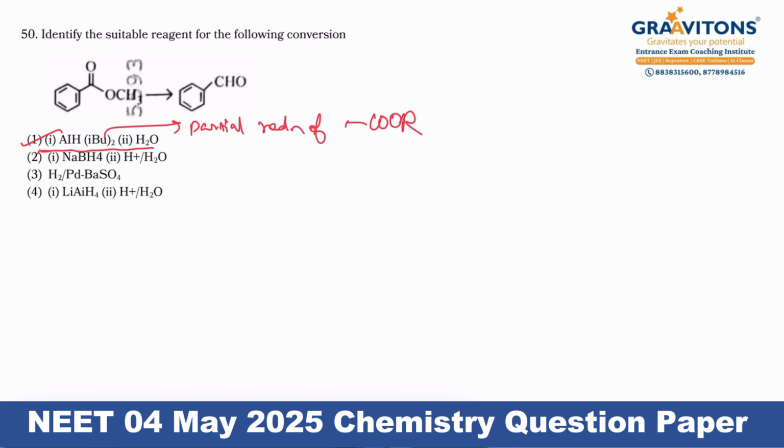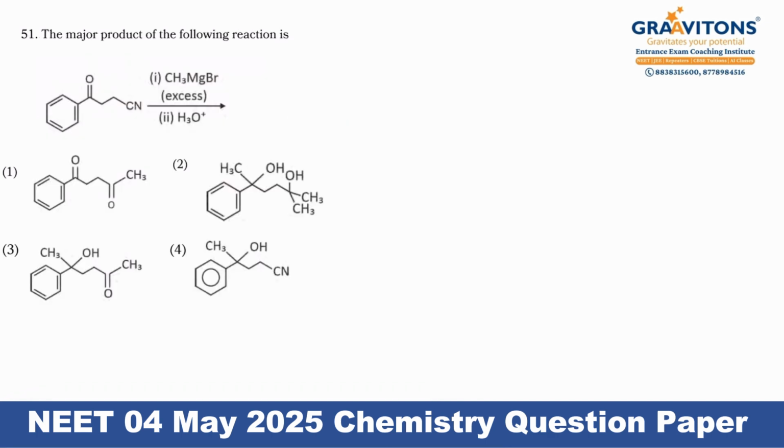As a result, you can find the bond cleavage around this OCH3 leading to the formation of benzaldehyde. So other options are also reducing agents for this particular reduction of ester. The best choice is diisobutyl aluminum hydride. And the next question is: major product of the following reaction.